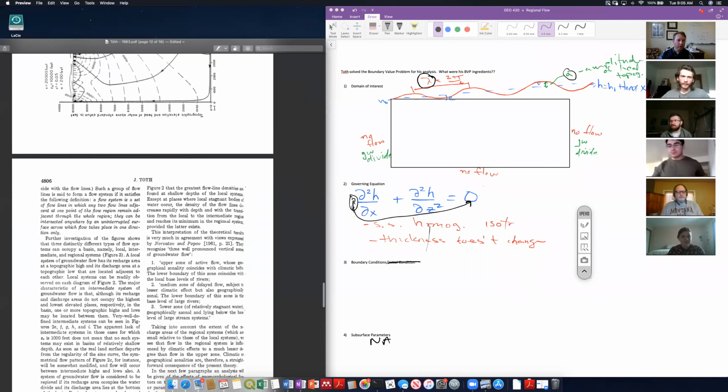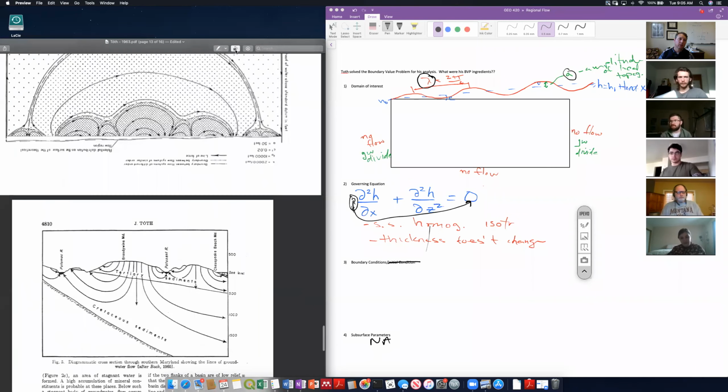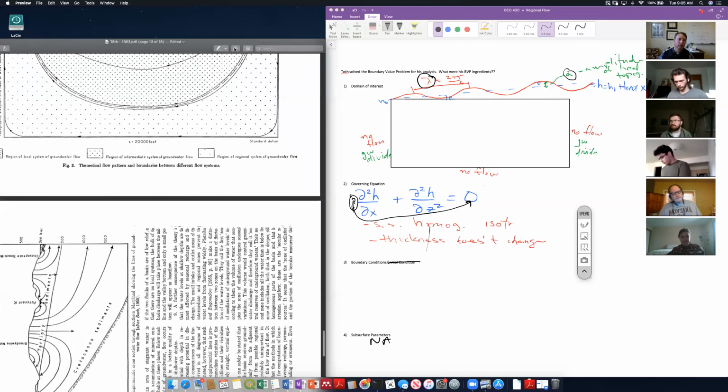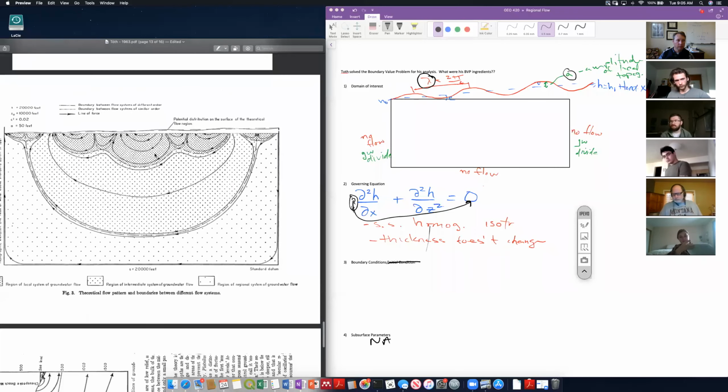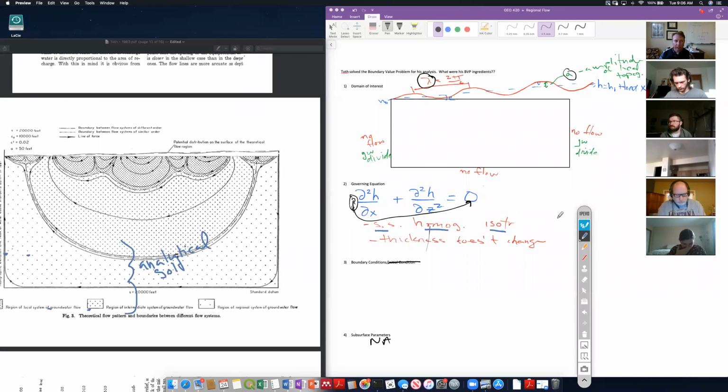The one I really wanted to focus in on that sort of summarizes it all is this guy here. All right, so here is, I would call his basic fundamental results figure. And the main take homes that change the way we think about groundwater after this paper was written were a couple things. The first of all is that we had these nested flow systems.